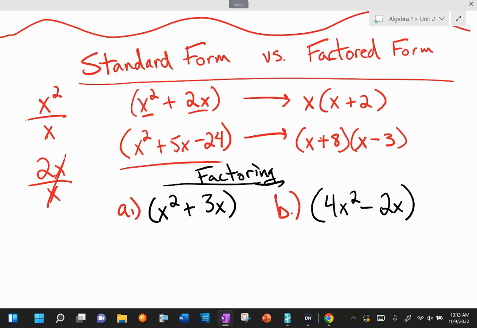Okay, try A and B. Again, you're looking for what factor, or what number, what variable do both terms share? In letter A, you've got x squared and 3x. What do they each share with each other? In letter B, the same question. What do they share? It doesn't have to just be variables. They could share number factors as well.